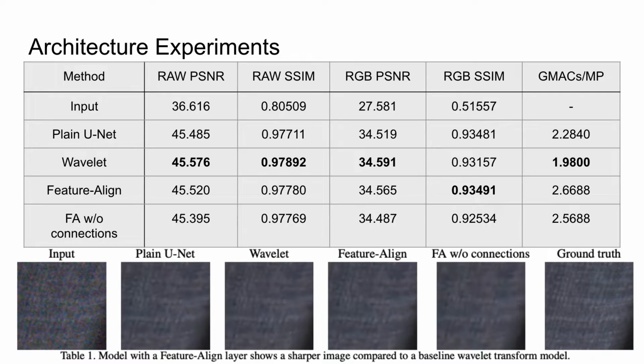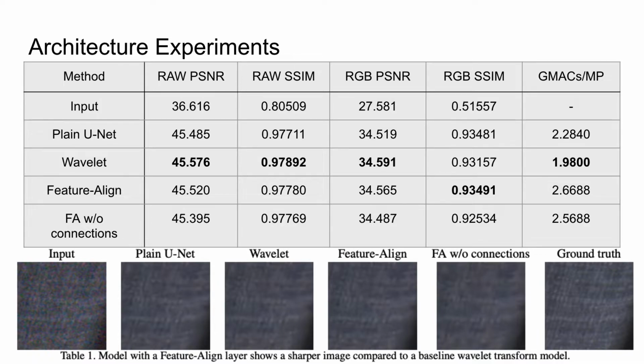To evaluate the performance of the feature-aligned layer, we compare it to a plain UNet and a plain UNet that does not have the feature-aligned layer, but does have a wavelet transform applied. You can see that the metrics are very similar, but the visual results reveal that the feature-aligned layer has slightly better detail. And this also reveals that the traditional PSNR and SSIM metrics may not capture the high-frequency details.